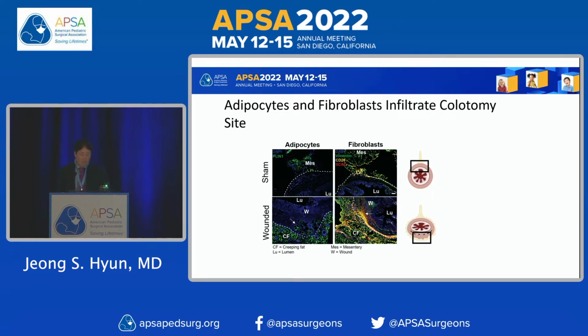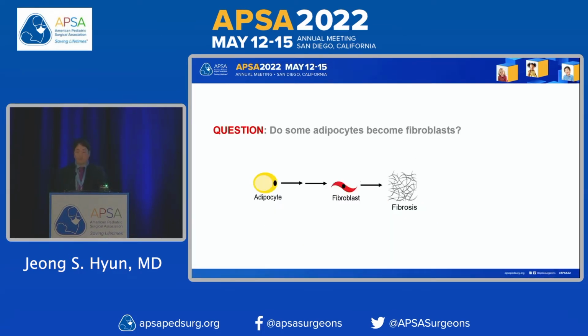Immunofluorescence staining shows both adipocytes and fibroblasts infiltrate our surgical site and are present in the areas of stricture formation. So where do these fibroblasts come from? Our theory is that they come from the creeping fat itself, and these adipocyte-derived fibroblasts from the creeping fat are some of the key mediators of bowel stricture formation. There's a lot of recent exciting literature showing fat isn't a benign cell, but participates in many disease processes and is a key mediator of inflammation.